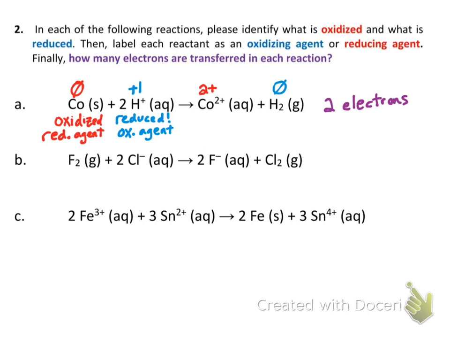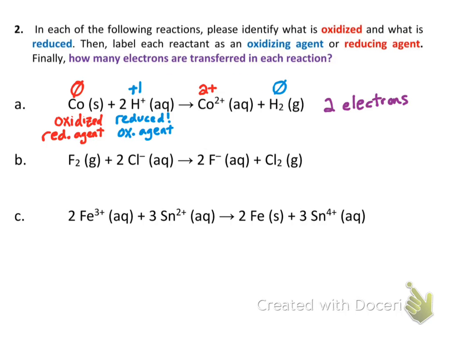So that means that that cobalt must have lost 2 electrons. Likewise, we can look at the hydrogen if we want to. There were 2 hydrogens, each with a positive 1 oxidation state, and then here they end up both going down to 0, which means each hydrogen must have gained 1 electron, for a total of 2 electrons. So we can hone in on either reactant to figure this out.